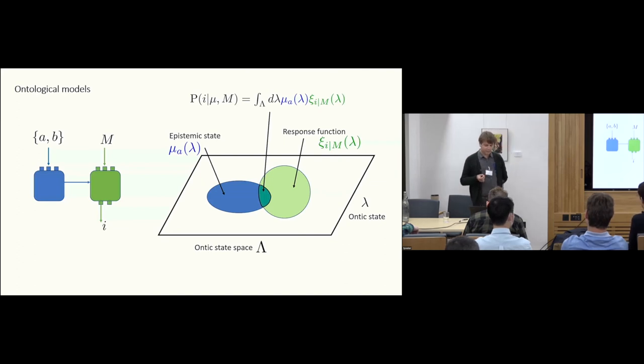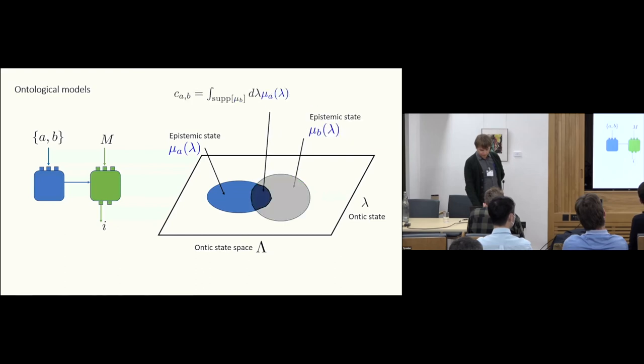So the epistemic state represents preparations, and this is a probability distribution over the ontic state space. And measurements are represented by a set of objects called the response function. Now these are all positive and come in sets which sum to one over the relevant region of the space. Then probabilities are calculated in this model using the integral of the overlap of the two functions.